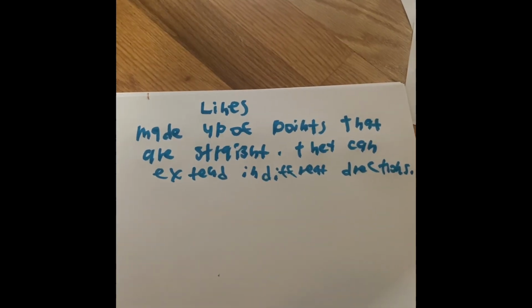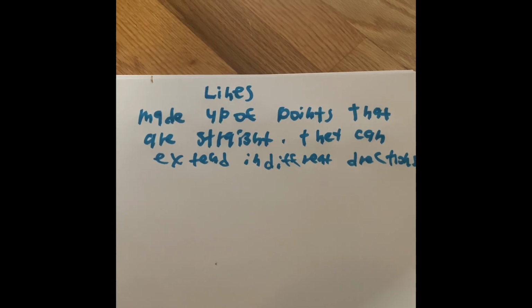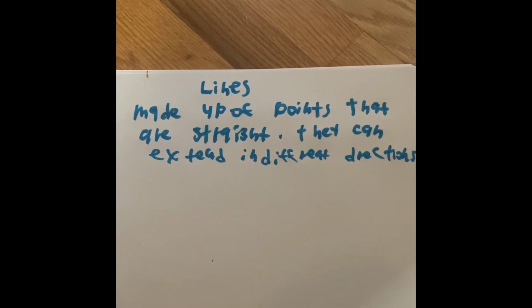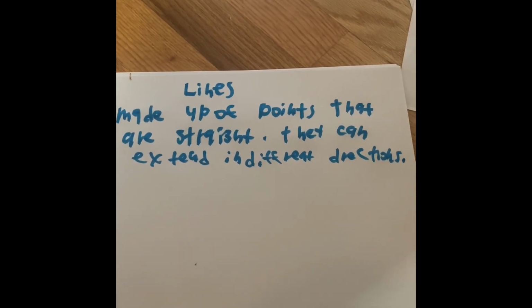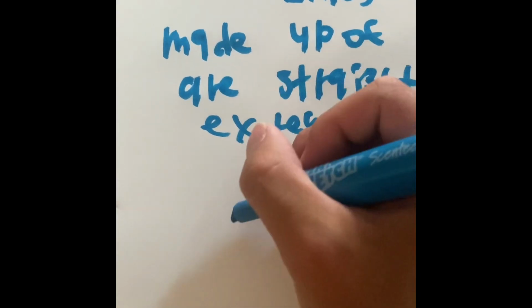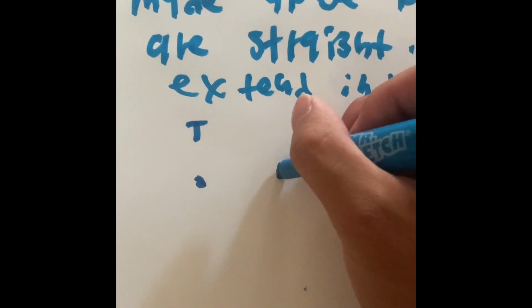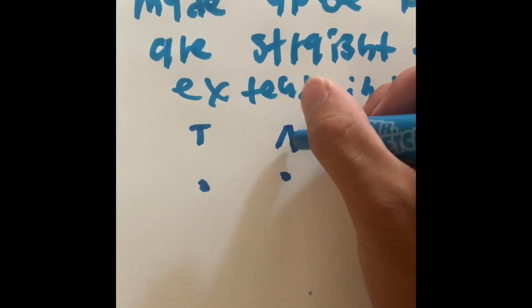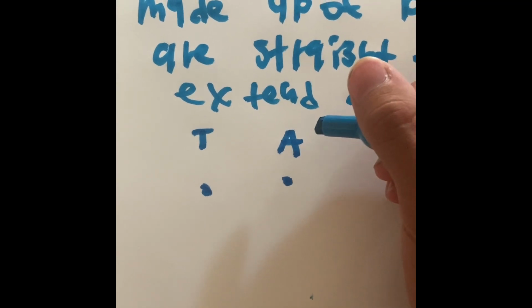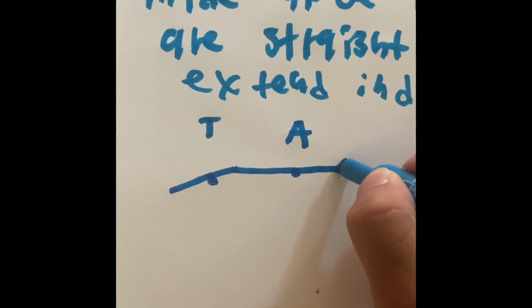So here is another basic. It's lines. Lines are made up of points that are straight. They can even extend in different directions. So let's say we're going to put point T right here, and we're going to put point A right here for Taoping Airlines. And a line can go straight through the points.